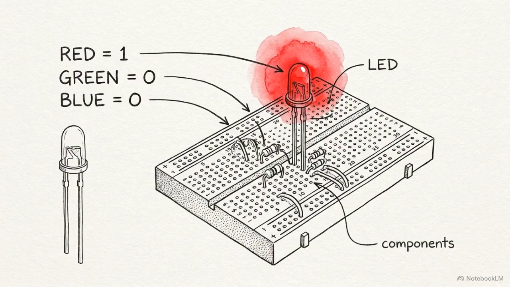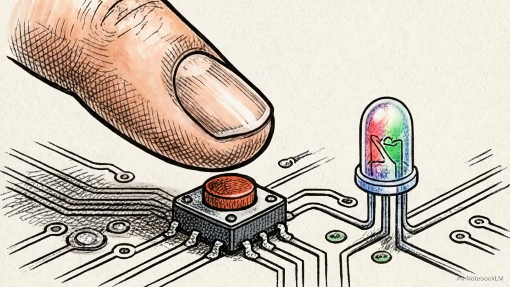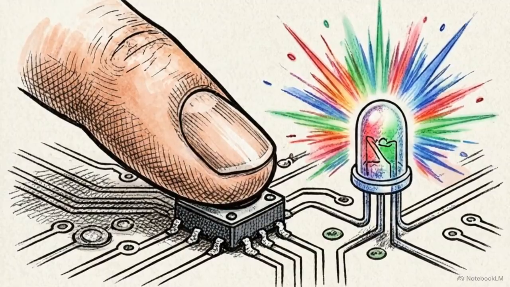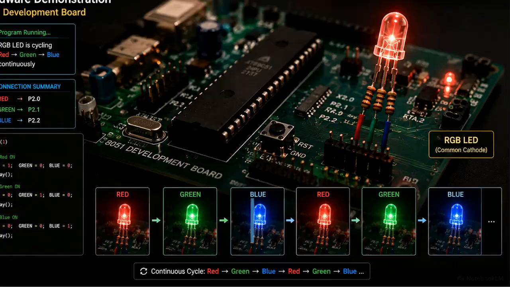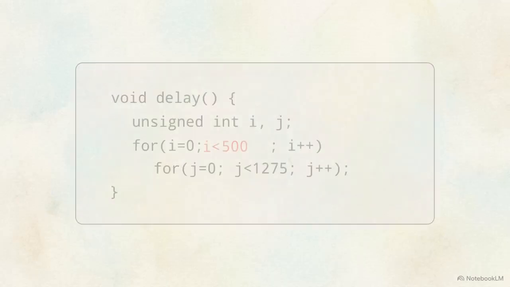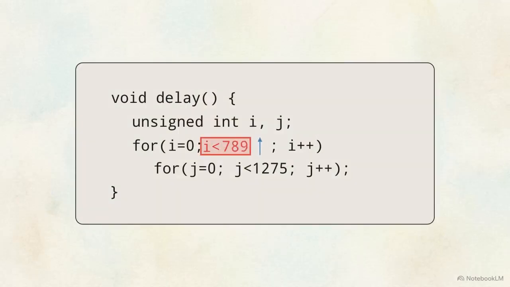Now, compile your written code, flash it onto the microcontroller chip, and press the physical power button on your board. Looking at this cycle tracking graphic, your sequence should match perfectly. The hardware should cycle from red to green to blue, with clear pauses in between. If the LED appears white or flickers rapidly, your loops are processing too fast. Return to your delay function and increase the maximum values of your variables.